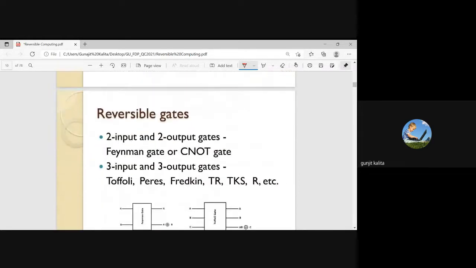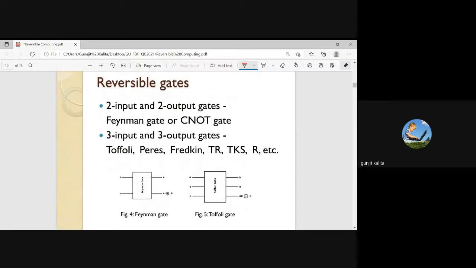Now, there are lots of reversible gates available. Say, two-input, two-output gates. One gate we have discussed is the Feynman gate or CNOT gate, already discussed. Then three-input, three-output gates. Many people have developed this type of gates. These are very famous gates: the Toffoli gate, already discussed, and others like the Fredkin gate, R gate, TR gate. There are thousands of gates.